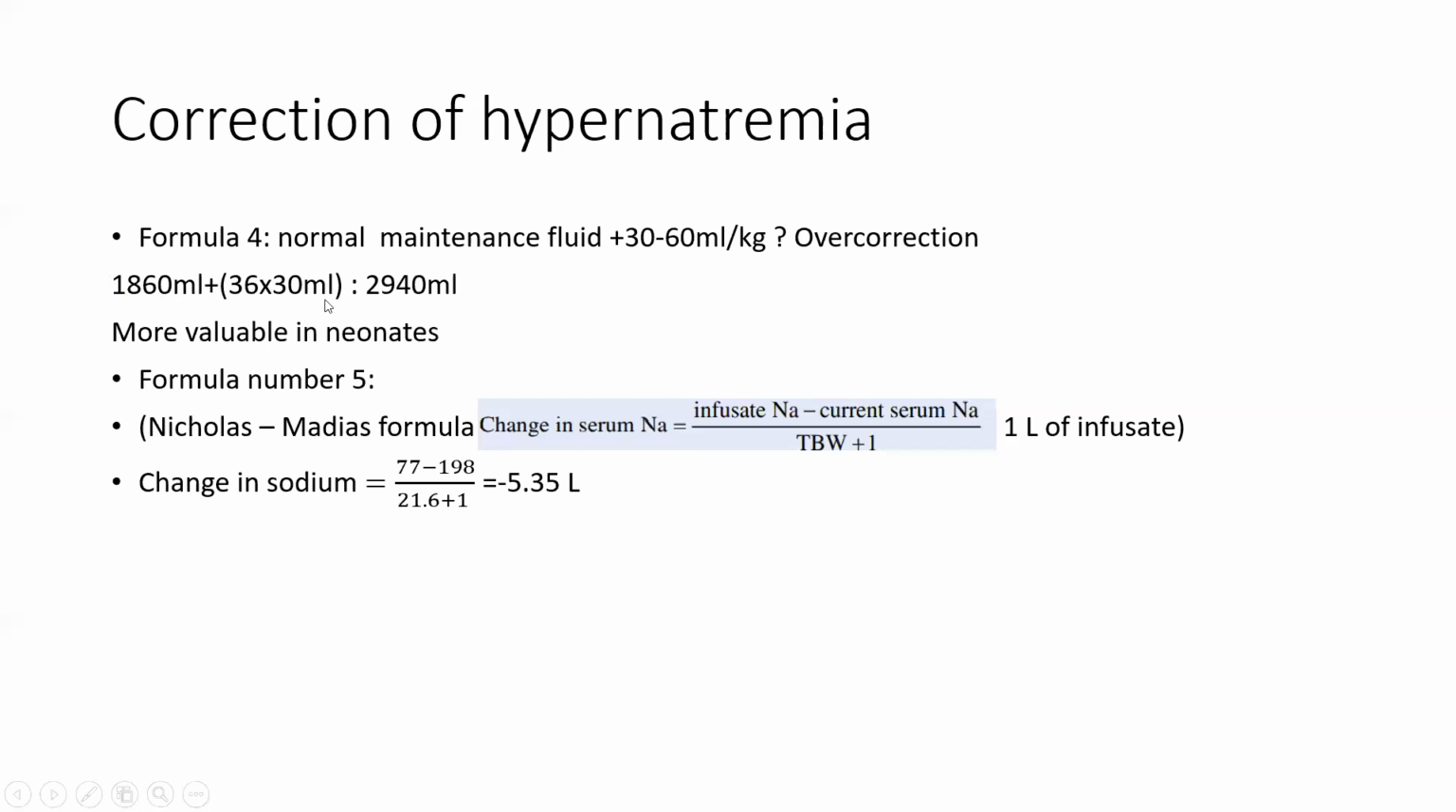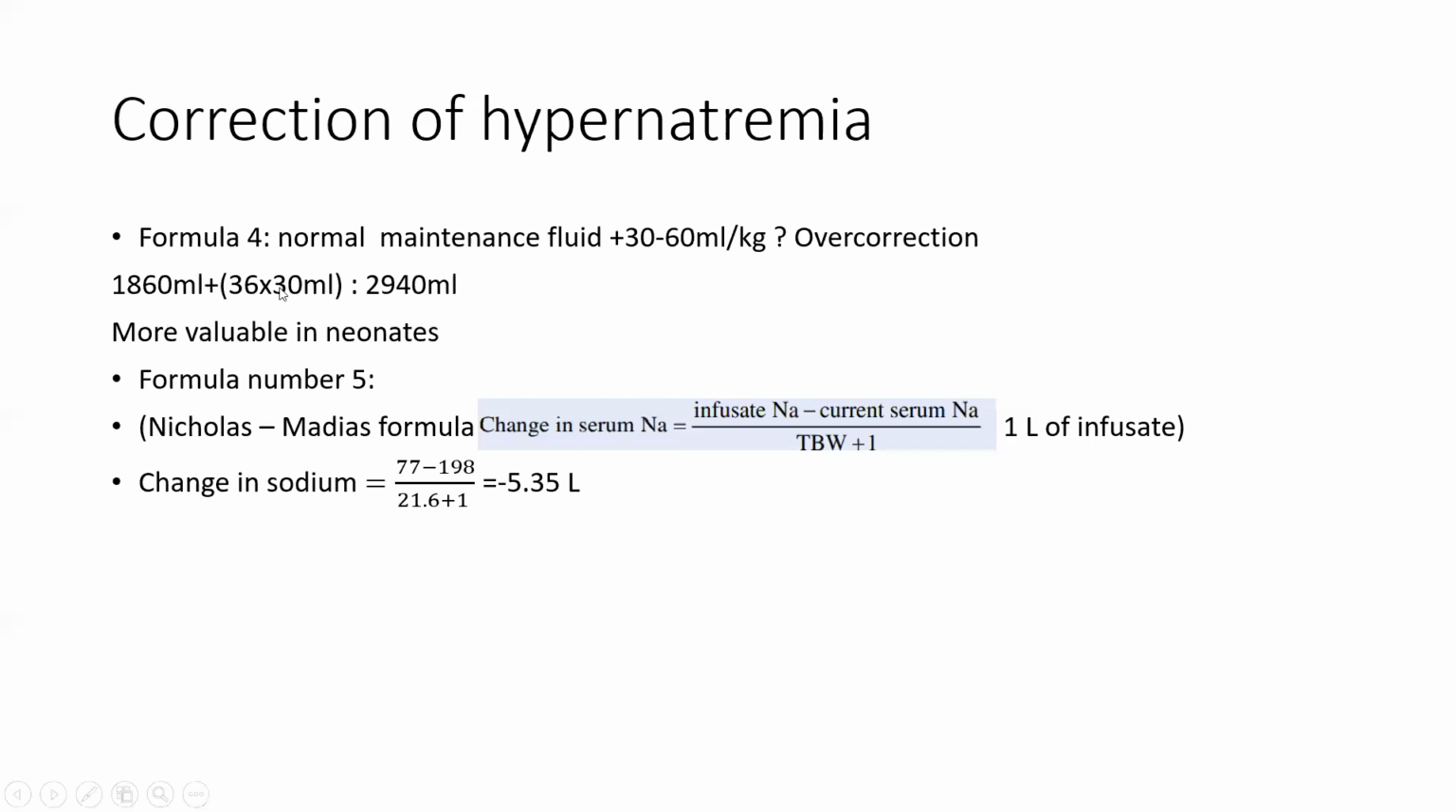Then plus 36 times 30 mils. So we found it will give you 2,940 ml. So this one will give a lot of extra fluid. So it's mostly applicable in neonates because they have a higher concentration of total body water, which is 70% compared with other children. But the previous formula has a better outcome than this formula that is mostly used. So formula number 5 is the formula by Adrogue and Madias, where you're supposed to use a change in sodium infusions.